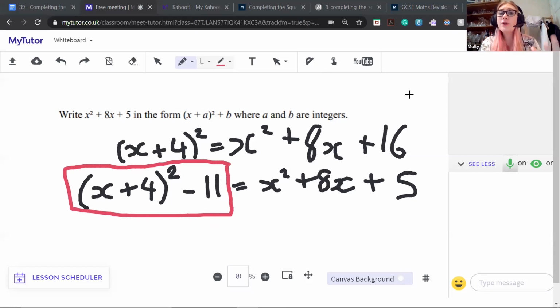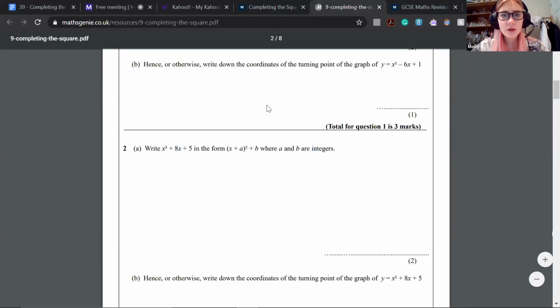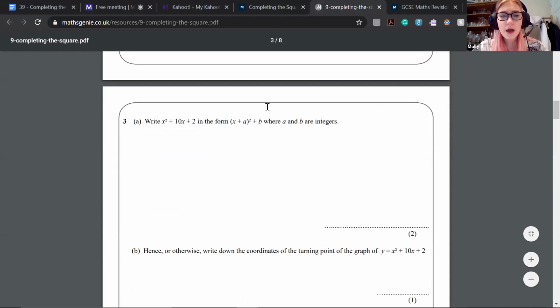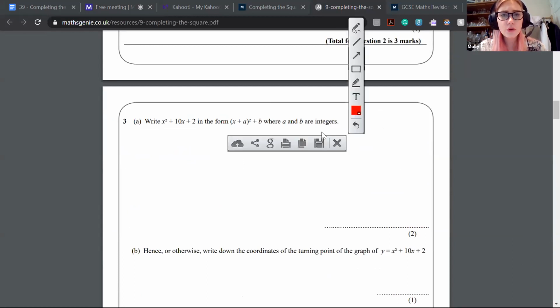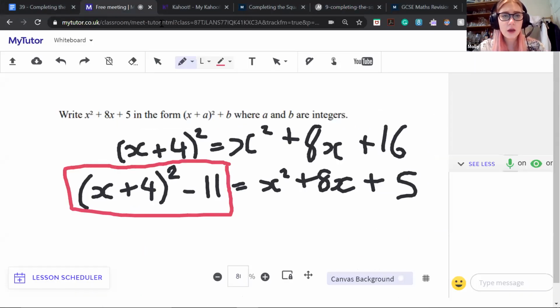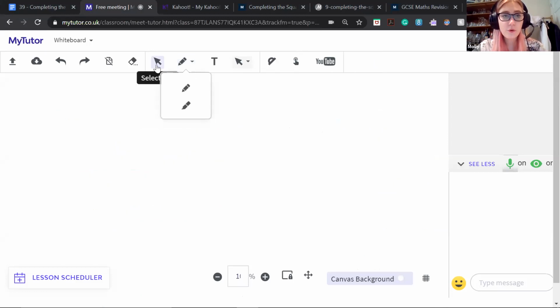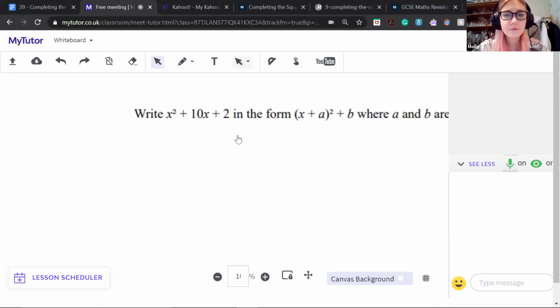You see, I've only done it in 2 lines here. And in fact, this is all you would need to write down on an exam to get full marks on this question. So hopefully you can see that it's not as scary as it first seems. Hopefully it's not as overwhelming as you maybe thought it was. So we're going to have a go at another. And then I'm going to show you this whole coordinates of the turning point thing, which is what this question and this format is often used for.